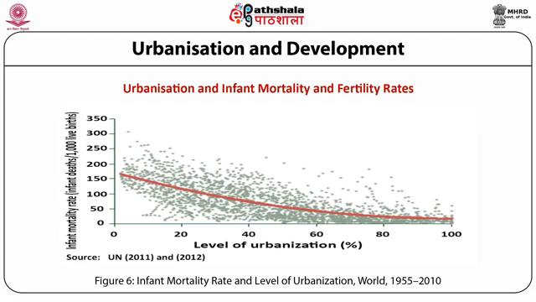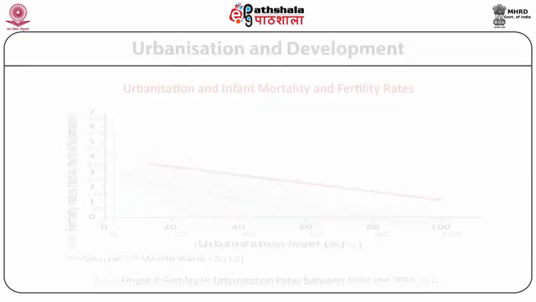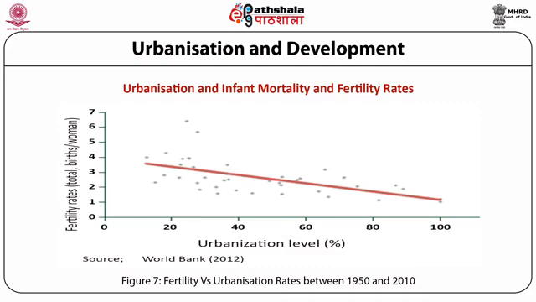This figure shows the average infant mortality rates for the world during 1955 to 2010. It has been observed that as the rate of urbanization increased, the infant mortality rates declined. Most of the countries which have crossed the 80% level of urbanization have also reached the minimum infant mortality rates. Further, the urban areas are supposed to have lower growth rates of population vis-a-vis rural areas.